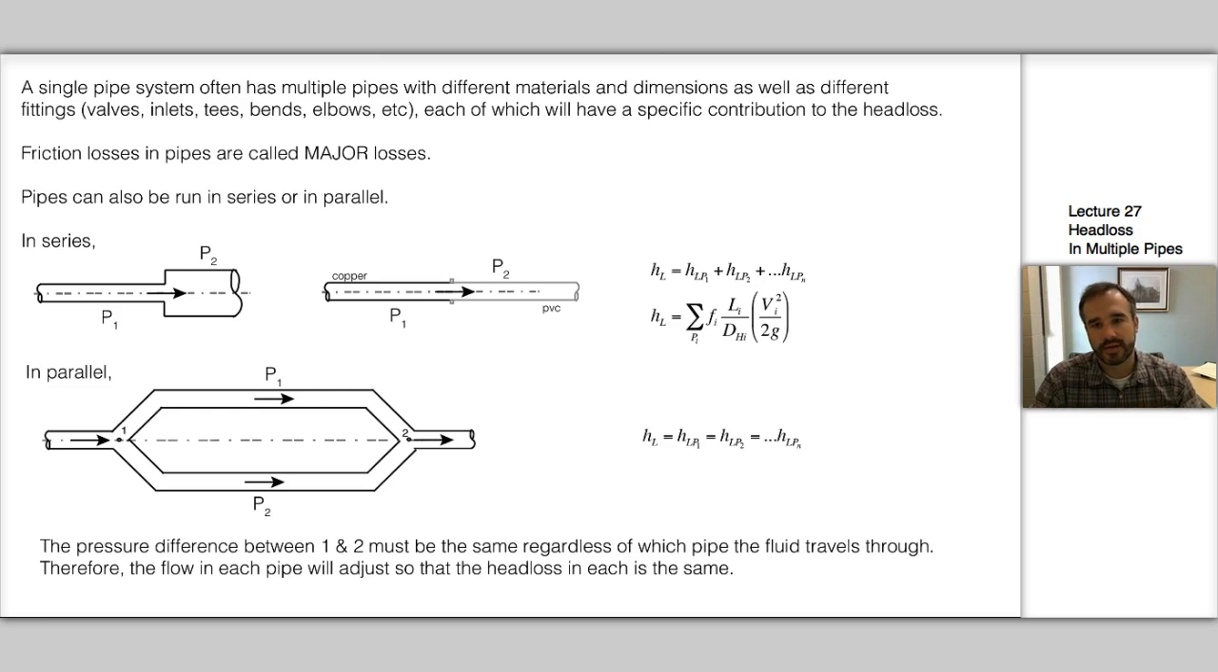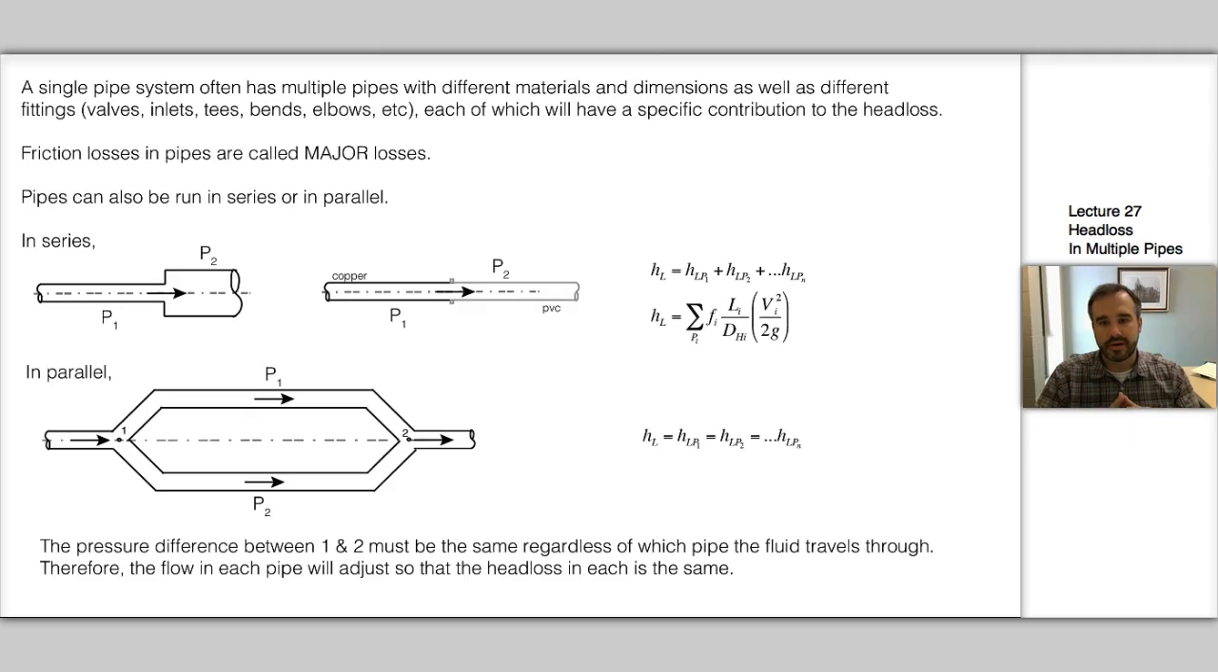So the total head loss is equal to the head loss of pipe 1 plus the head loss of pipe 2, all the way up to whatever end pipe we have. And so we can simply say that the head loss is equal to the summation of the different types of pipes, so the friction factor of those particular pipes times the length of those individual sections divided by the hydraulic radius of those individual sections times the velocity in those individual sections squared over 2g. And we just add it all up, and that gives us our head loss. So in series, really straightforward.